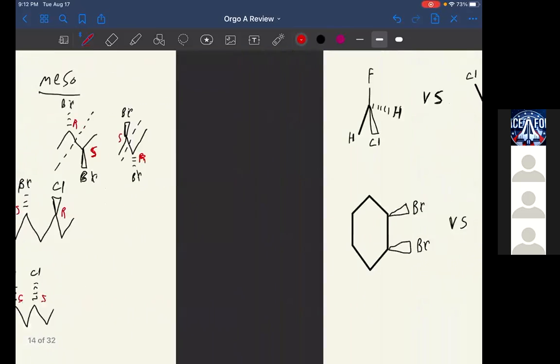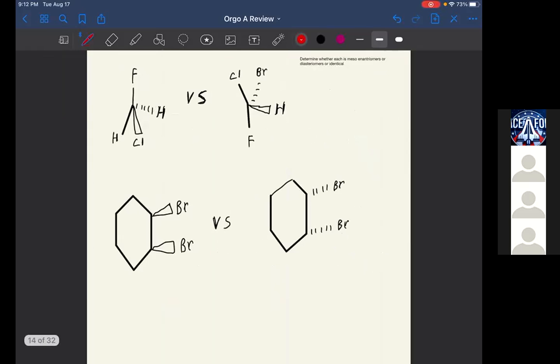Now, if you actually utilize this, it will allow you to determine whether each is meso, enantiomers, or diastereomers, or they're identical. So for this one, are these two compounds at the top identical to one another, or are they meso, enantiomers, diastereomers? What are they?